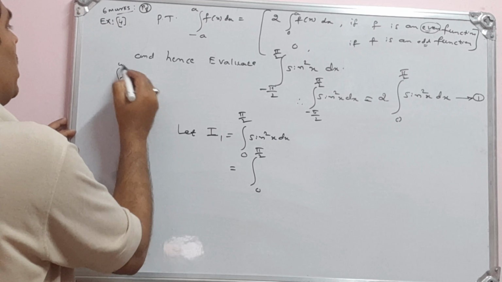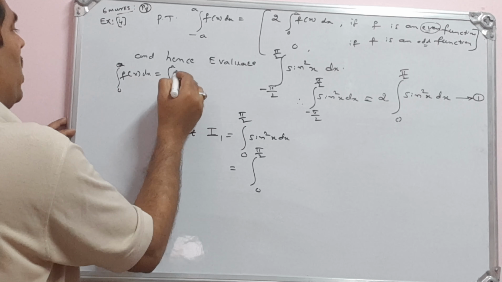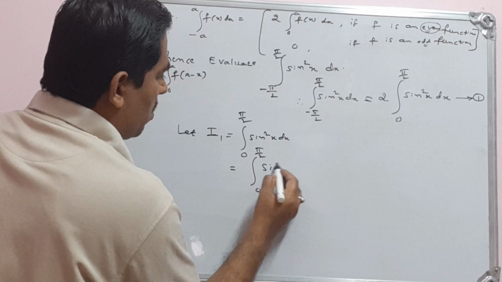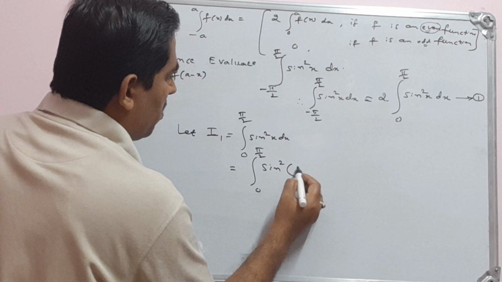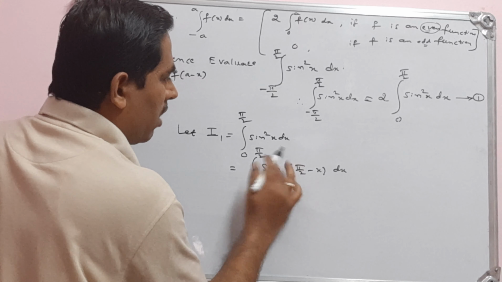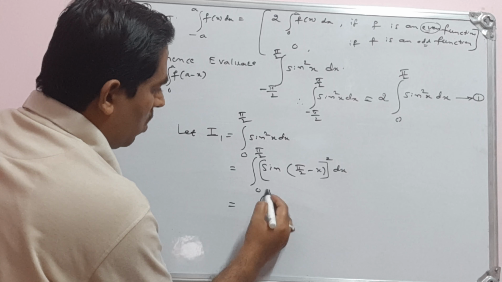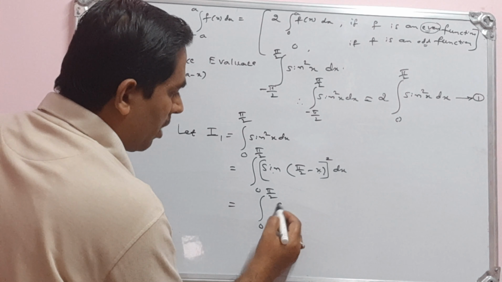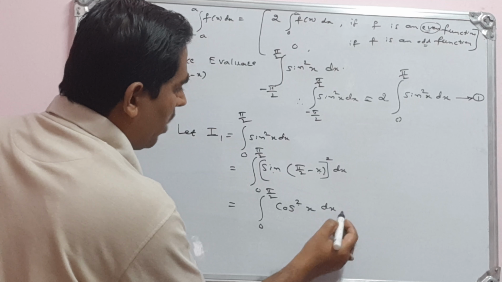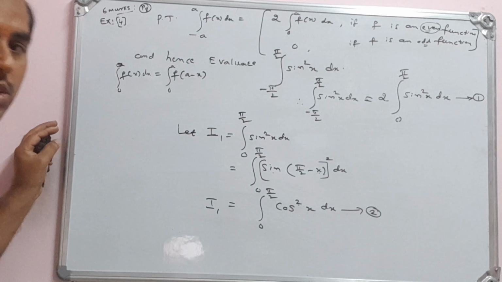We apply this property: integral 0 to a of f of x dx can be written as integral 0 to a of f of (upper limit minus x). So that is sin square of (pi by 2 minus x) dx, from 0 to pi by 2. Sine of 90 minus theta becomes cos of the angle, so cos x, and the square. So cos square x dx. So we write this as I1. We call this equation 2.